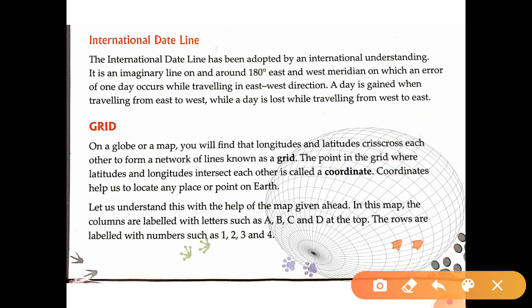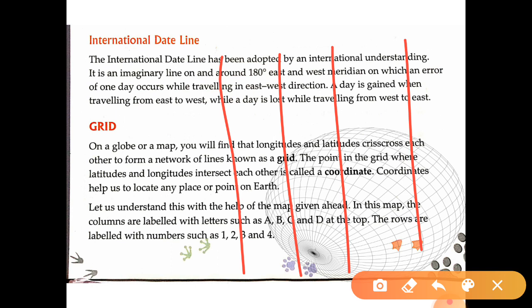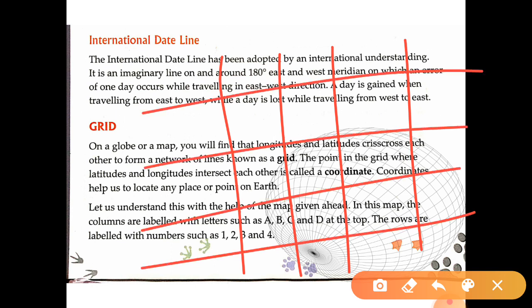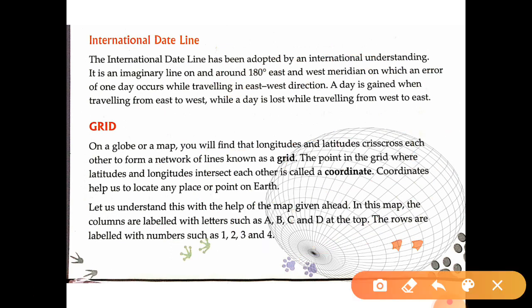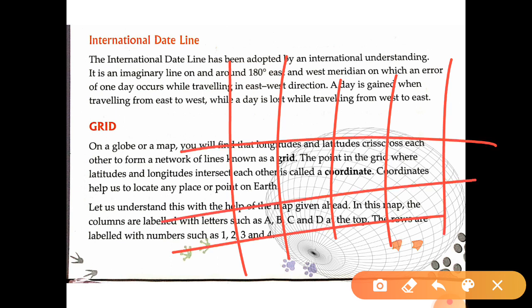Now, grid. Many of you have observed, mostly on globes or maps, that there are latitude and longitude lines. On a globe or a map you will find that longitudes and latitudes crisscross each other. These are longitude lines, and these are latitude lines, which crisscross each other. They form a network of lines which is known as a grid.